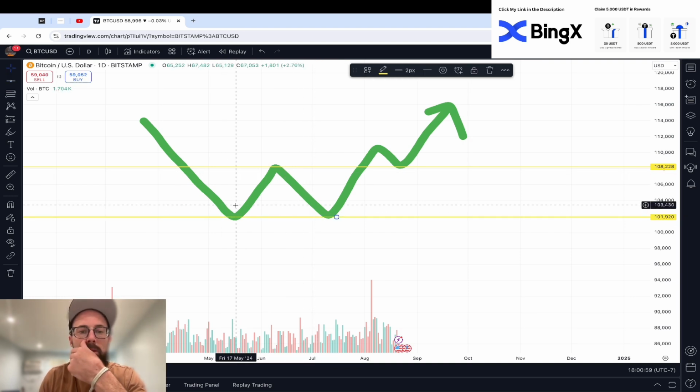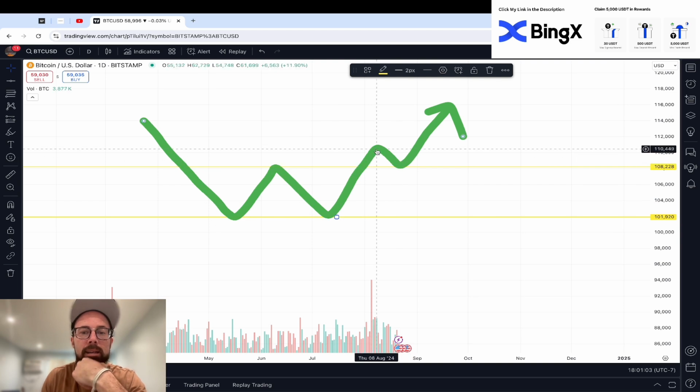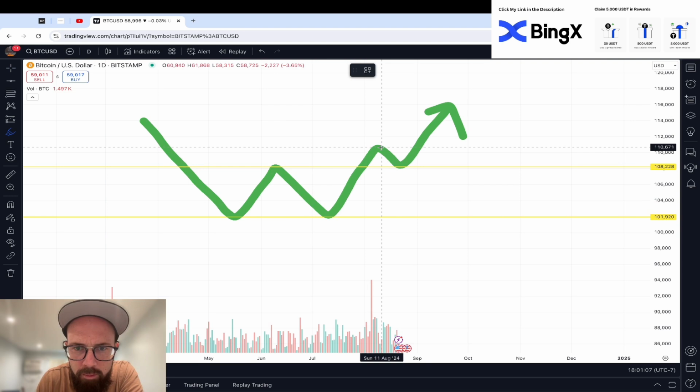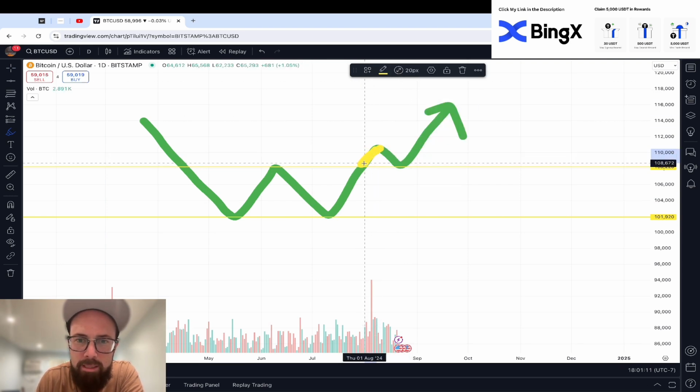Bam. So it bounces up to the neckline, bounces up to the neckline. This time it breaks it. Remember, this is the breakout. This is real game right here, by the way. This is how you actually make money in trading.